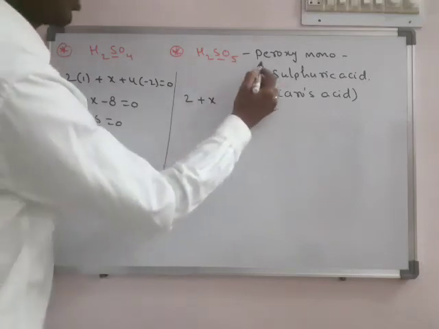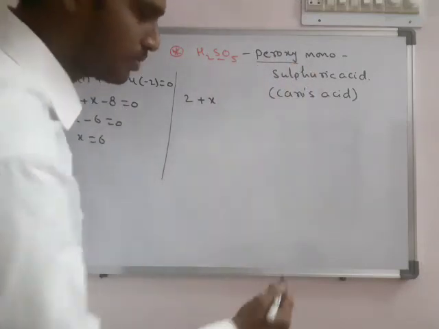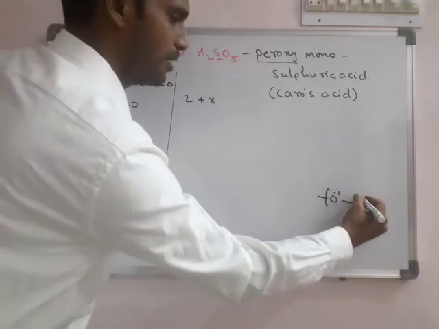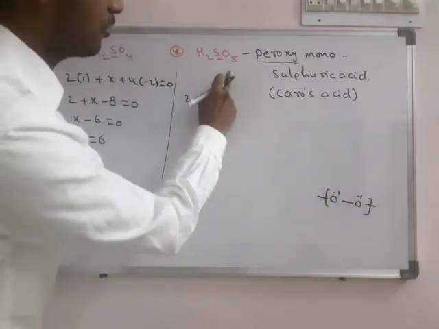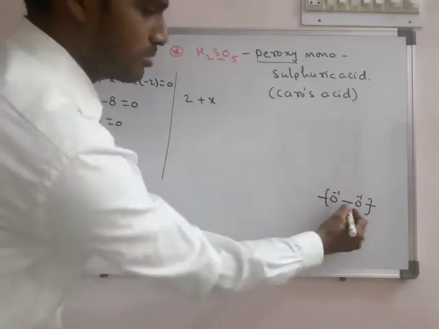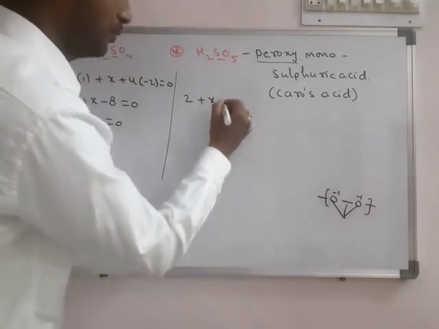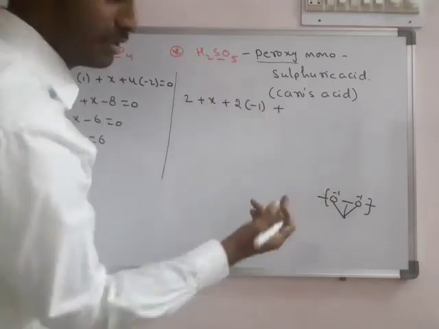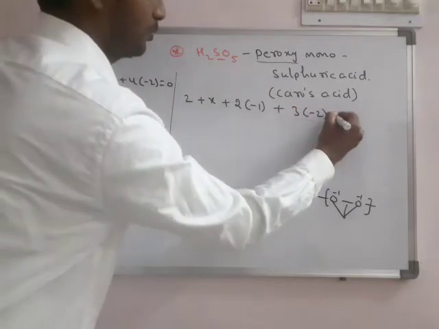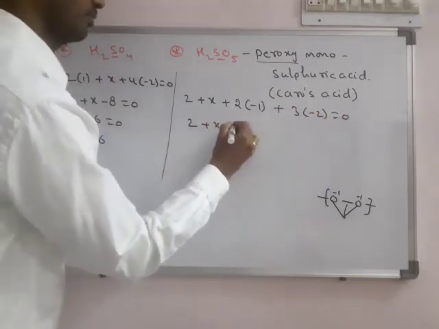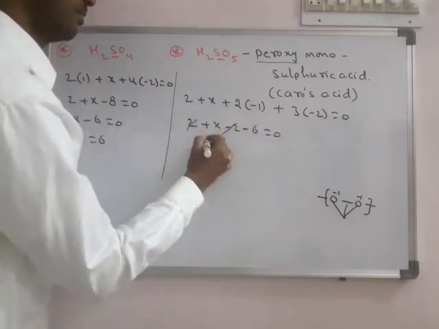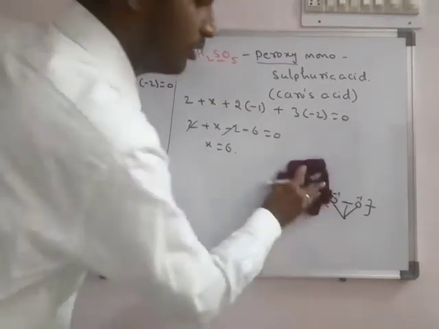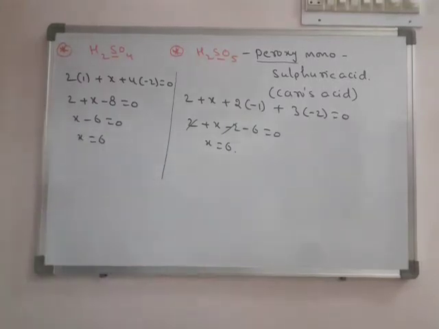So what is the specialty of this compound? It has one peroxy bond. We already said that an O single bond O is called a peroxy bond, and its oxidation number is -1. So here in H2SO5 there is one peroxy bond, which means two oxygens have -1, plus the remaining 3 oxygens are normal, that is -2. So x equals 6.